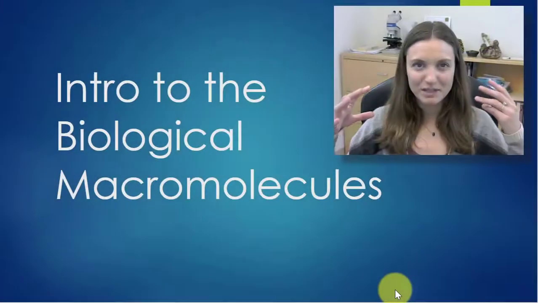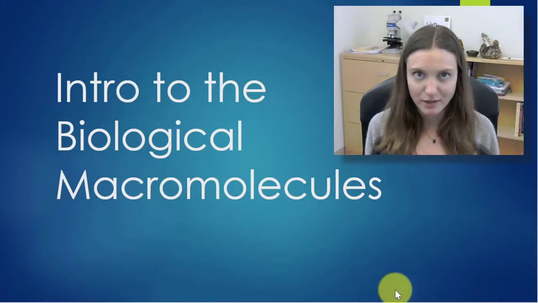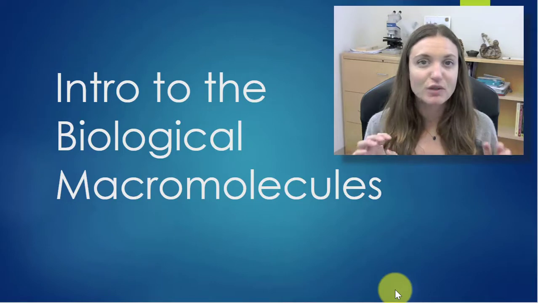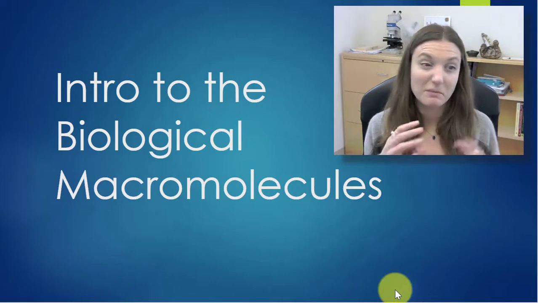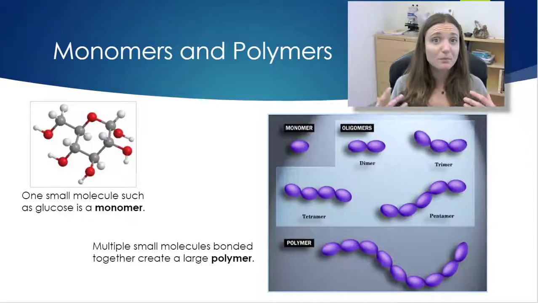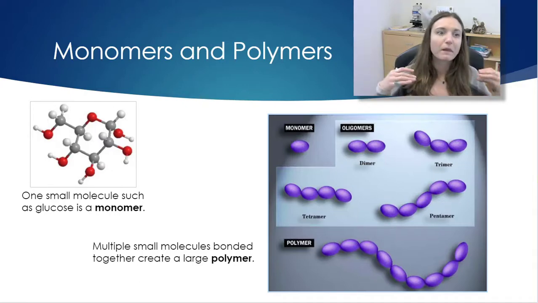All right, team, so we've talked about the basic components of organic molecules and their functional groups. Let's dive in and talk a little bit more about the general characteristics of the biological macromolecules and how we build those macromolecules and we break them down. So most biological macromolecules, macro just means big, right? So a macromolecule is a big molecule.